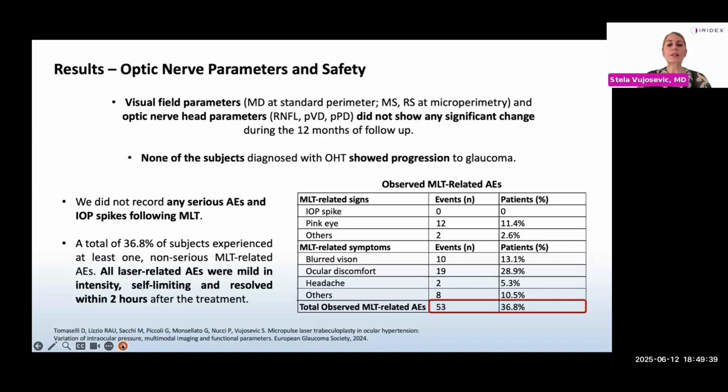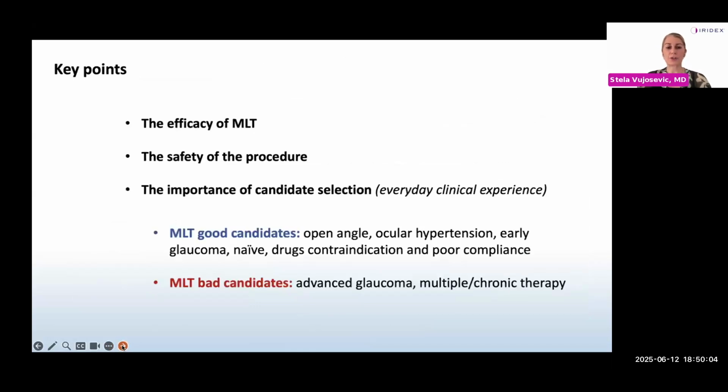We did not record any serious adverse events and IOP spikes following MLT, as you can see here from the table, and a total of 36.8% of subjects experienced at least one non-serious MLT-related event, I would say very mild adverse events. They were self-limiting and resolved within a couple of hours after the treatment.